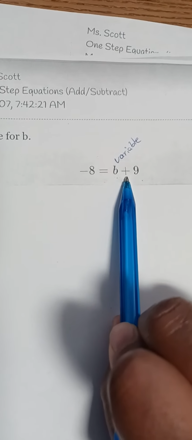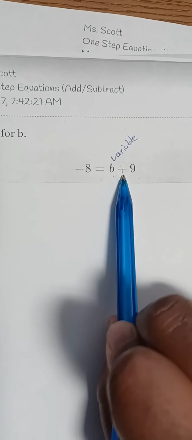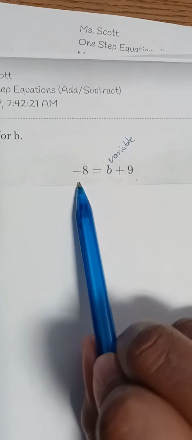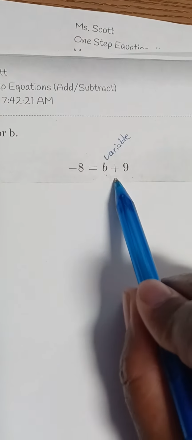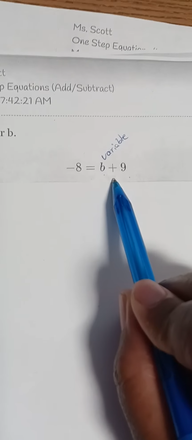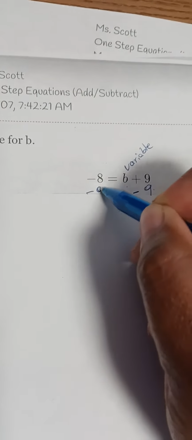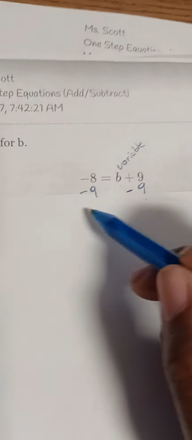In order to get our variable B by itself, we have to move the +9 to the other side. How do we do that? There's a sign in front of it that says positive. So remember, if you see a positive, use the opposite, which is negative, that number. And whatever you do to one side, you must do to the other side, which is 9. Right? So now, +9 plus -9 is 0.